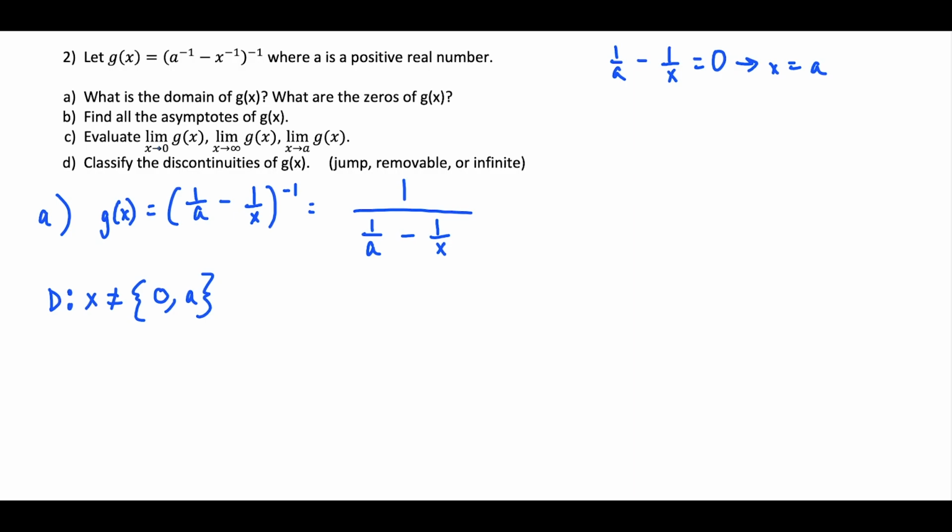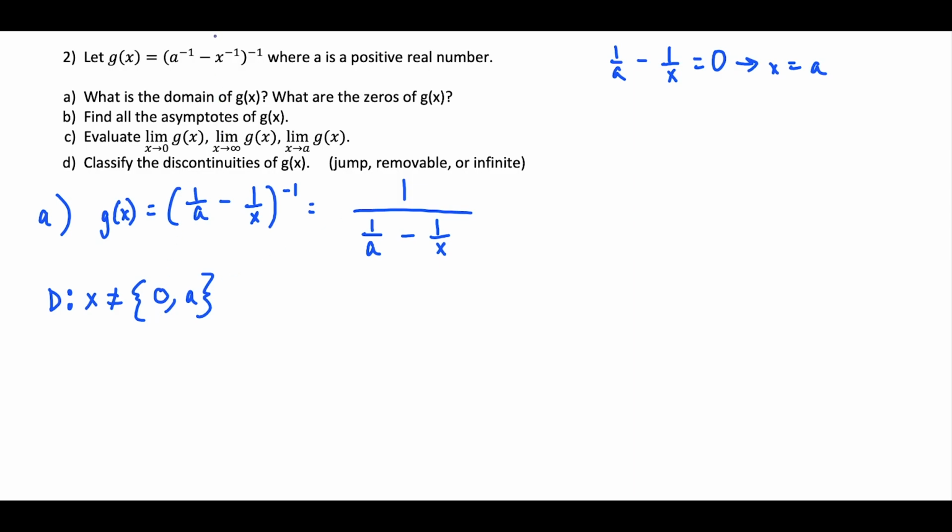So we found the domain, but now we want to find the zeros of this function. But to do that, remember what we said before. The fraction is equal to 0 when the numerator is equal to 0 and the denominator is non-zero. But at first glance, you'll look at this and say, 1 is never going to equal 0, so I'm not going to have any roots.